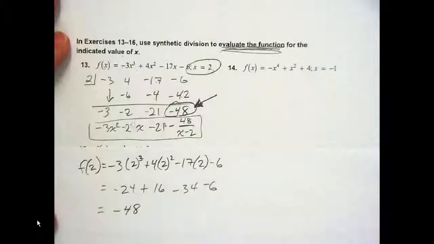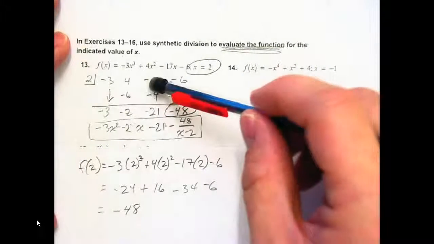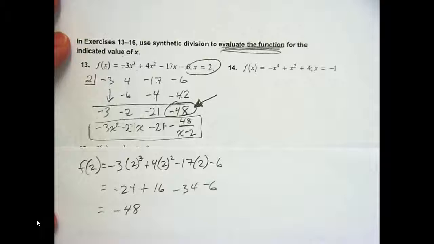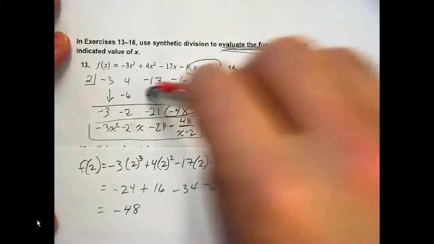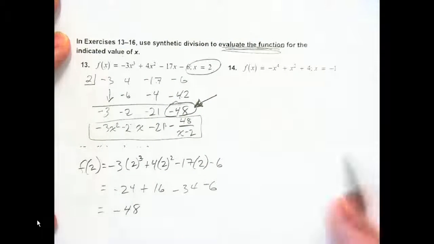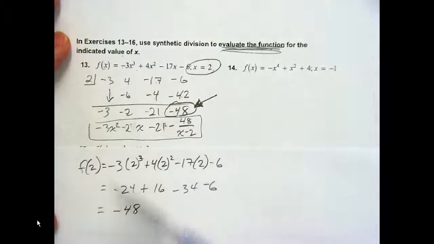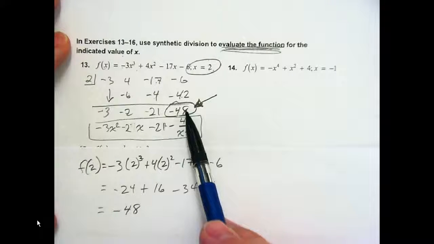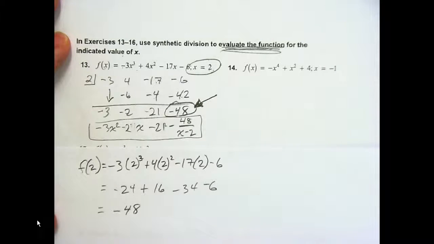So here's the deal. If you're given this, you're asked to evaluate for the indicated value of x. If you want to use synthetic division, go for it. Just remember your output is the remainder. If you just want to plug it in this way and find the output, you could do that as well. It's up to you. Please remember the input was 2, the output is negative 48.